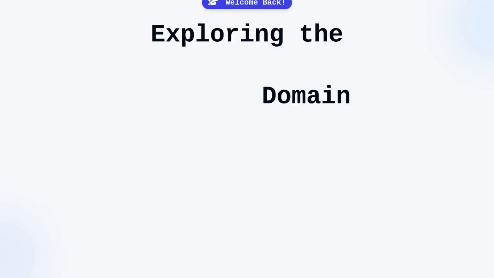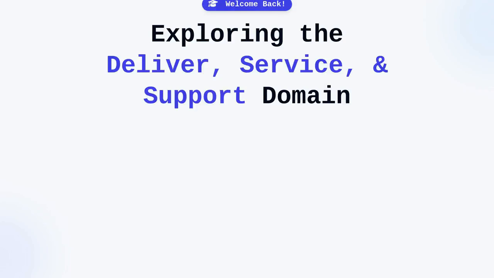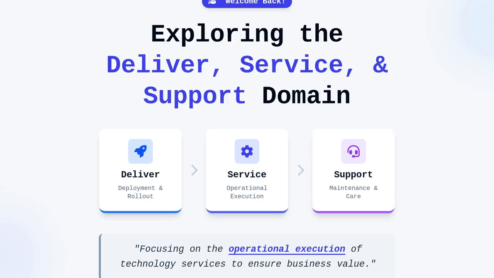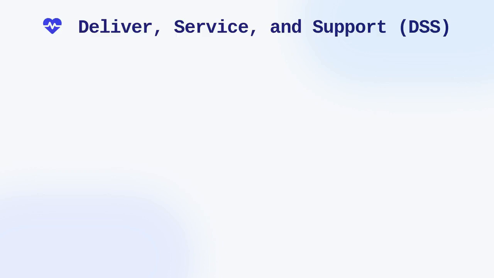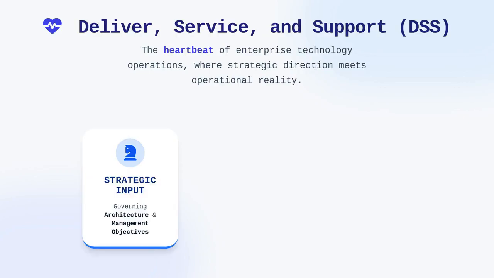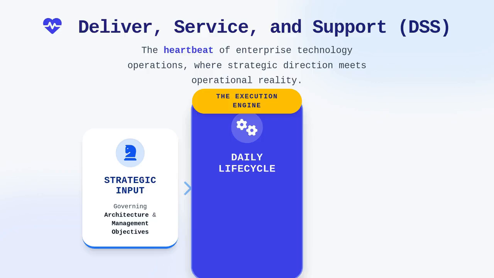Welcome back. In this lesson, we are going to explore the deliver, service, and support domain, which focuses on the operational execution of technology services. The deliver, service, and support domain, or DSS, captures the heartbeat of your enterprise technology operations. While governance sets the strategic direction and management objectives define the architecture, it is within this domain that the actual services are provided to the business.